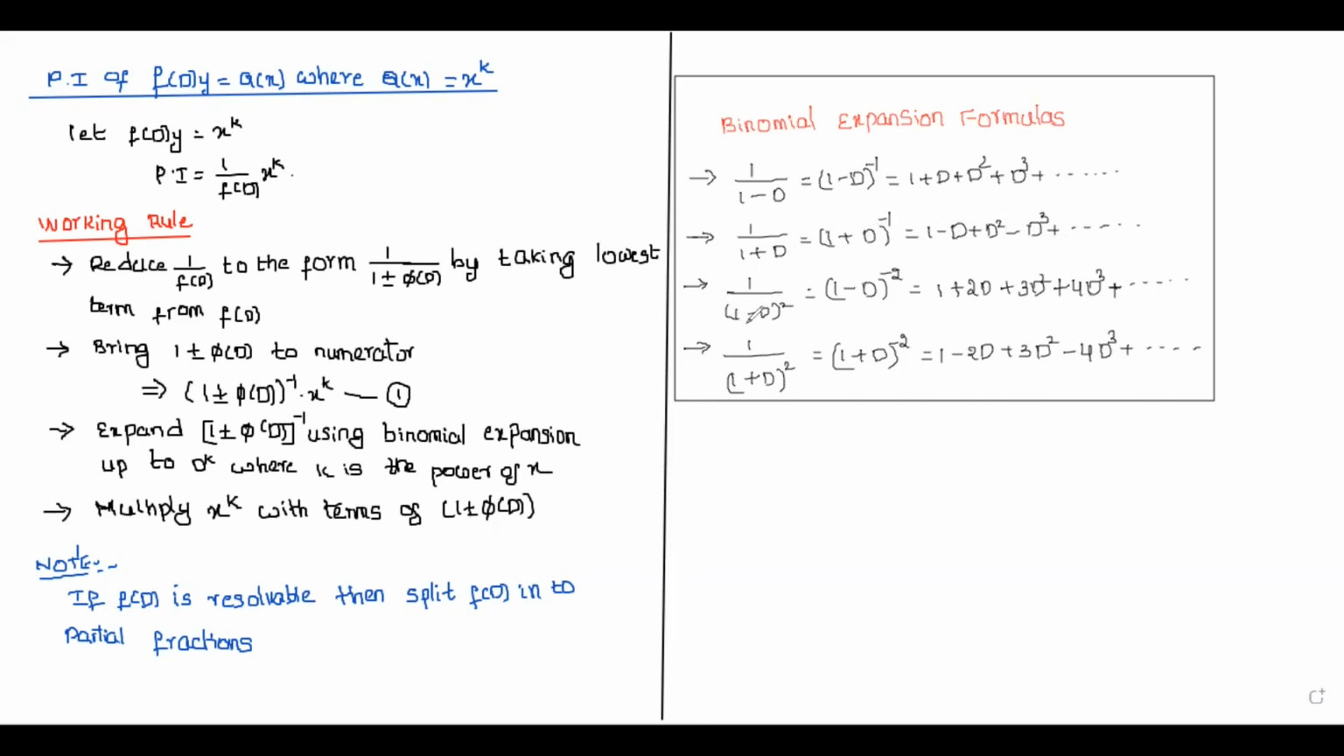Similarly, 1/(1 - D)^2 is nothing but (1 - D)^-2, which will be 1 + 2D + 3D^2 + 4D^3. Since minus is inside and the power is minus, all the terms take plus in the expansion. Similarly, 1/(1 + D)^2 = (1 + D)^-2, which is nothing but 1 - 2D + 3D^2 - 4D^3.